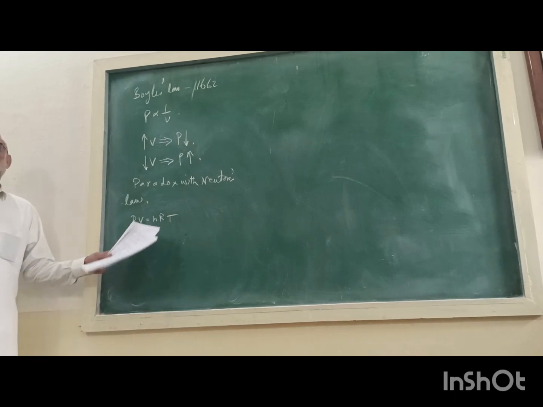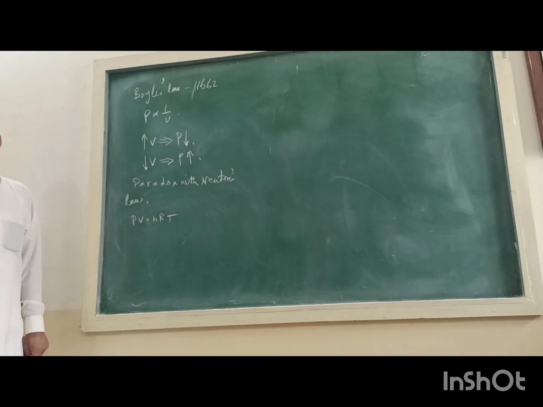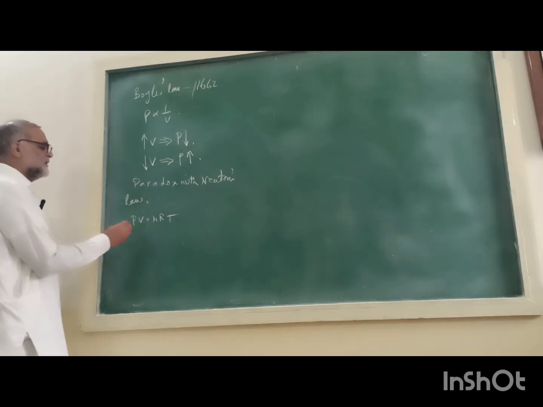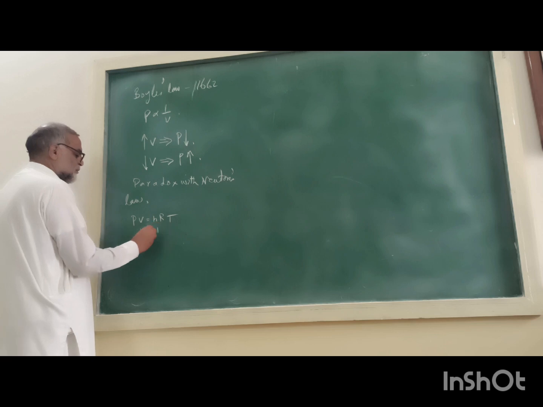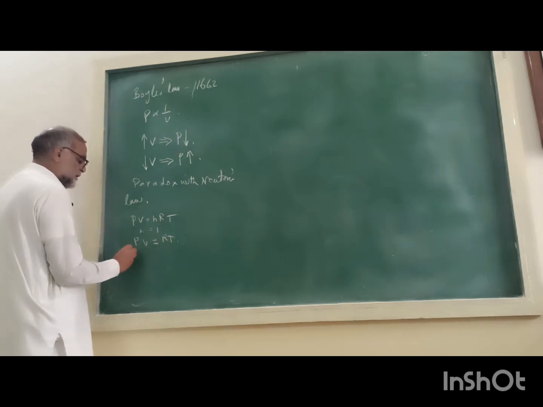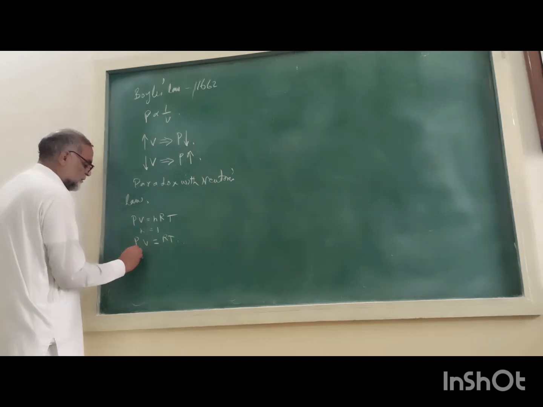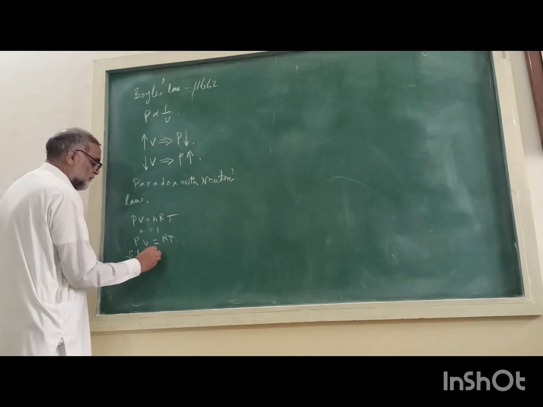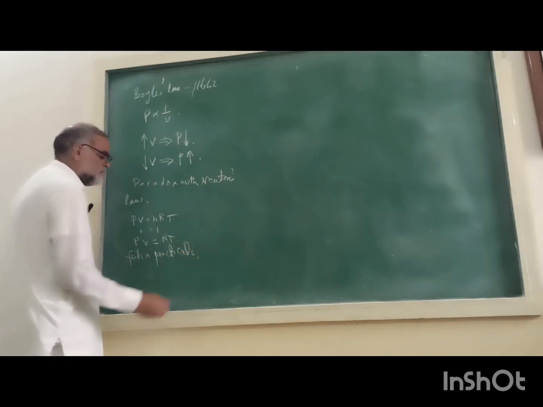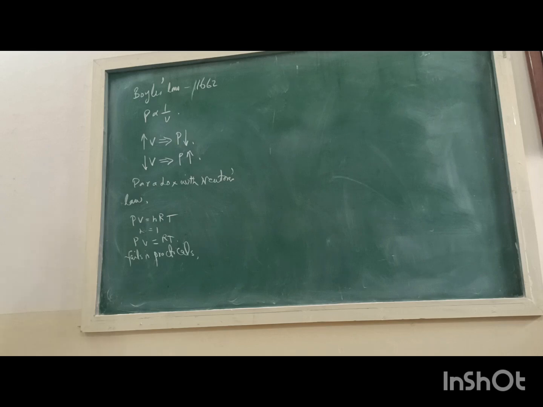PV is equal to nRT. That's another equation, and it's called the ideal gas equation. For n equal to 1, PV is equal to RT, but this fails in practical situations. For real cases, it fails.